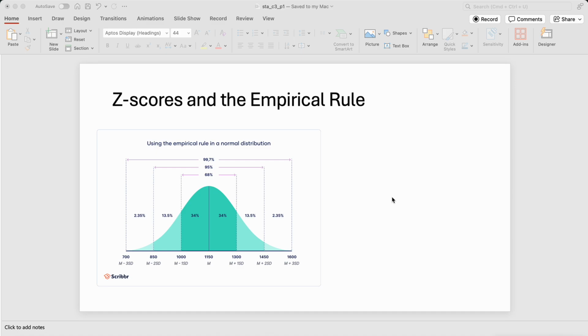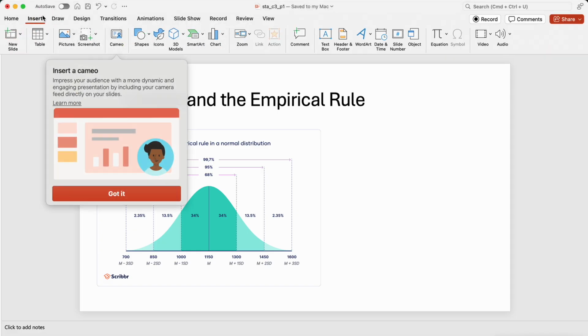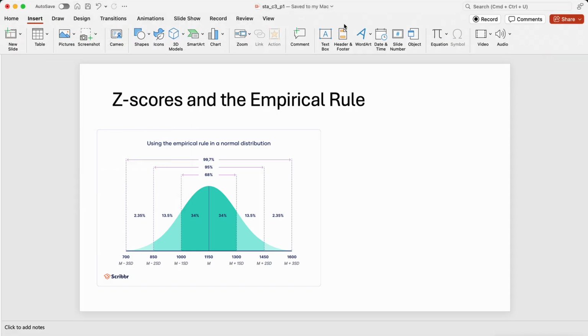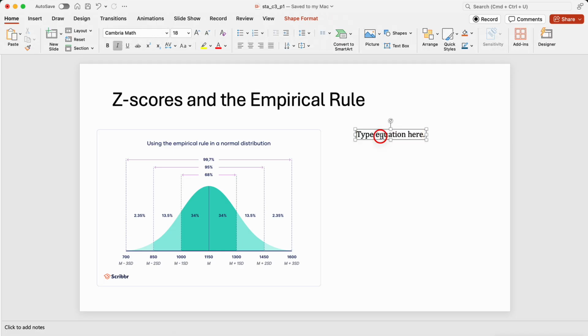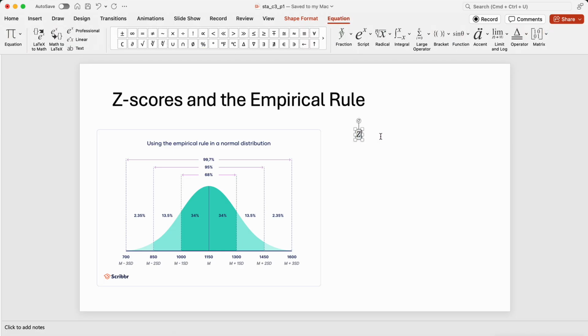Alright, so continuing on, we're going to look at the z-scores and the empirical rule. So first, let's go ahead and define what a z-score is. A z-score, here's what it looks like as a formula, is any data value minus the mean, divided by the standard deviation. Remember that's what all of those symbols mean.